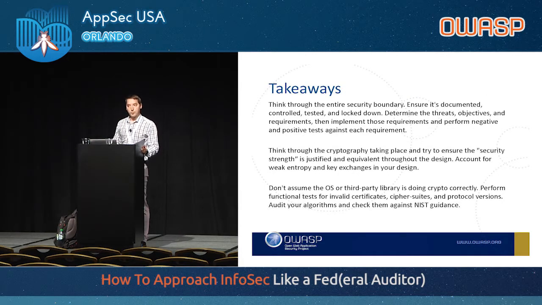All right, so that's pretty much the rest of the talk. I think the final takeaways are: think through the security boundary, think through the actual crypto that's taking place, and try to evaluate the security strength of your crypto throughout the entire design of it. And lastly, don't assume that the OS or the third-party library is doing crypto correctly. Actually perform functional tests using broken certificates or trying to create tests to validate that your crypto library is actually doing the math correctly. Check your protocol versions. Audit your algorithms against NIST guidance and against your internal security documents.